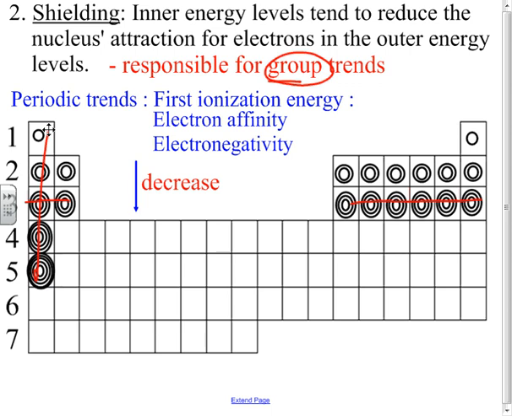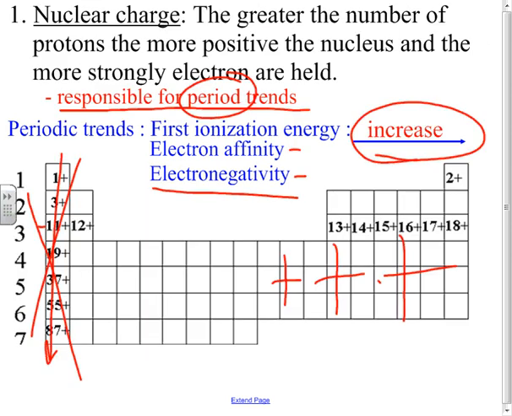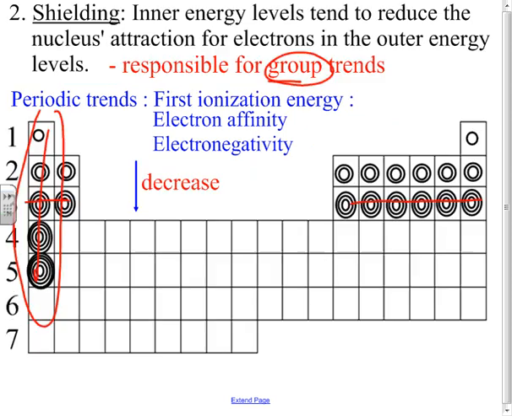Because of those increased energy levels as you go down a group, that blocks out the nuclear charge, which again is why we don't use nuclear charge for group trends, but only for period trends. That addition of energy levels down a group blocks out the nuclear charge. If you can imagine an electron in the outer energy levels of each of these atoms, because it's further from the nucleus, with more energy levels in between that outermost electron and the nucleus, it causes all of these things to decrease.